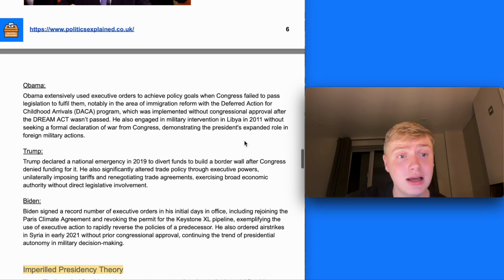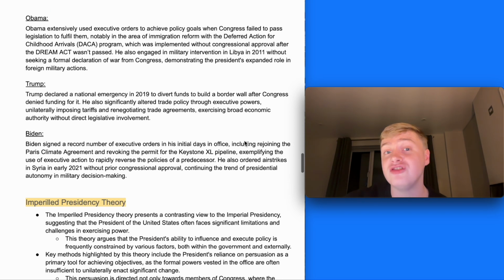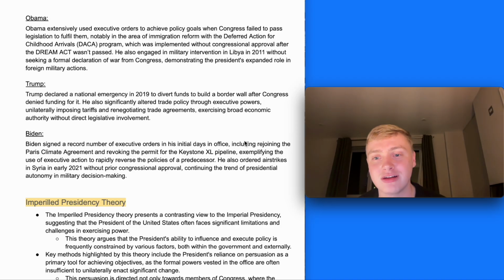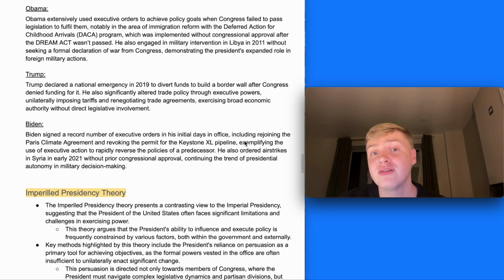In terms of Obama, he extensively used executive orders to achieve his policy goals when Congress failed to pass legislation to fulfill them, notably in immigration reform with DACA, which was implemented without congressional approval after the DREAM Act wasn't passed. This can show the imperial power of the presidency, which can effectively go and try to do what it wants with little congressional approval. He also engaged in military intervention in Libya in 2011 without seeking a formal declaration of war from Congress.